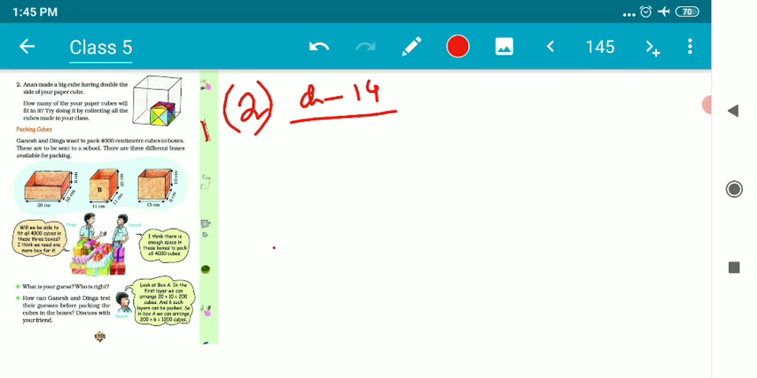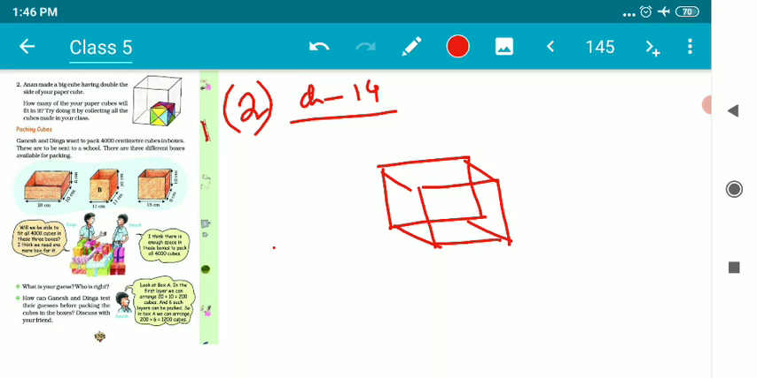So the question is, Anand made a big cube having double the side of your paper cube. How many of your paper cubes will fit into it? Try doing it by collecting all the cubes made in your class. So, children, it's a very important concept. Anand made a small cube made up of paper. So, this is one paper cube which has all six faces.